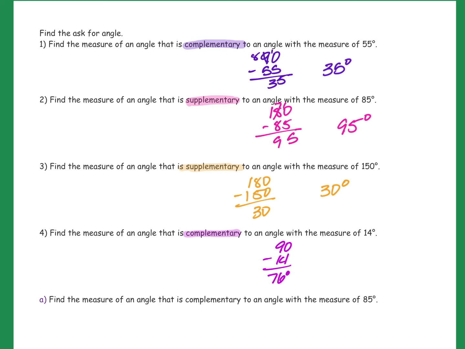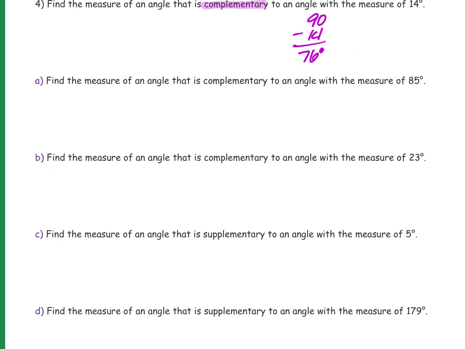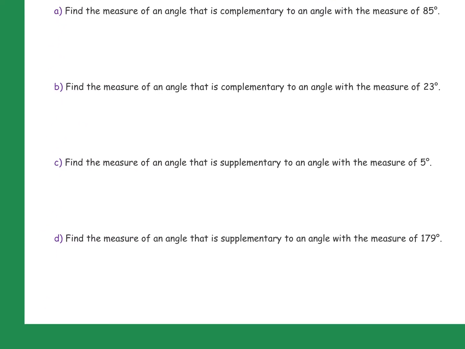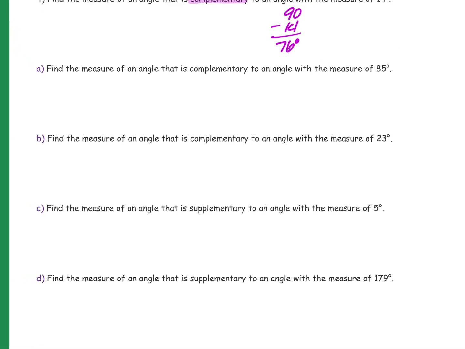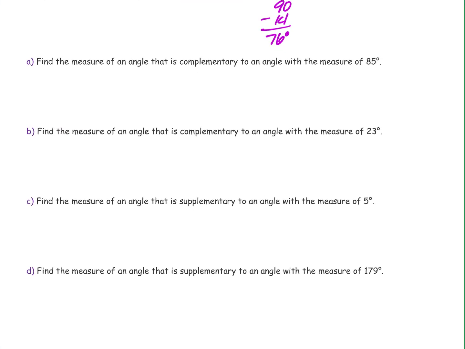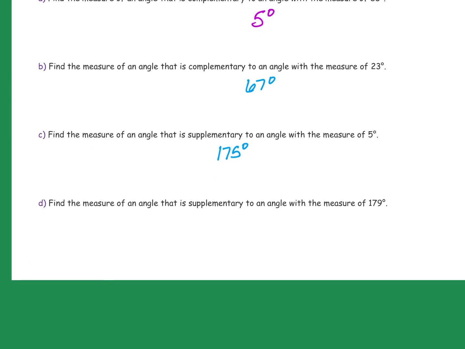Okay. So now you've got 4 to do by yourself. I'm going to just make them bigger here so the people in class can see them. So number A is 5 degrees. Number B is 67 degrees. Number C is 175 degrees. Supplementary is 180. And number D is 1 degree.